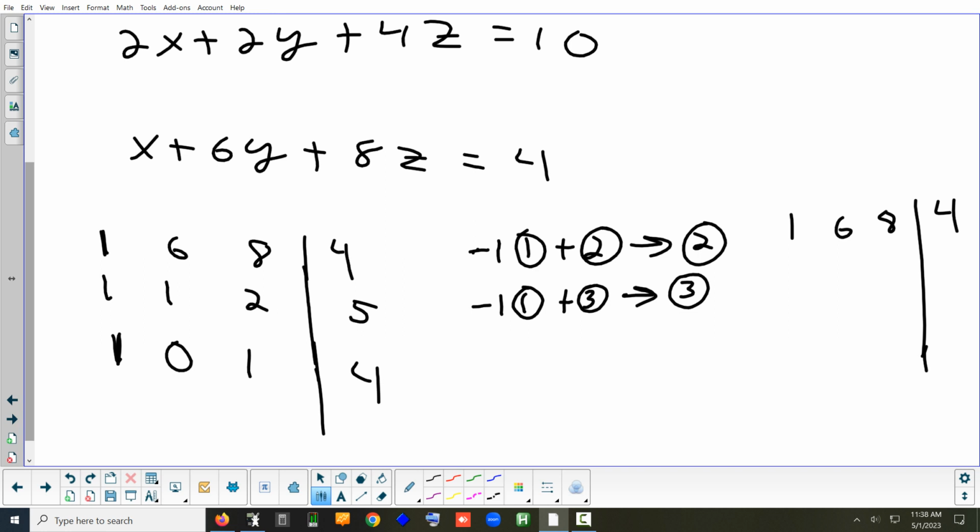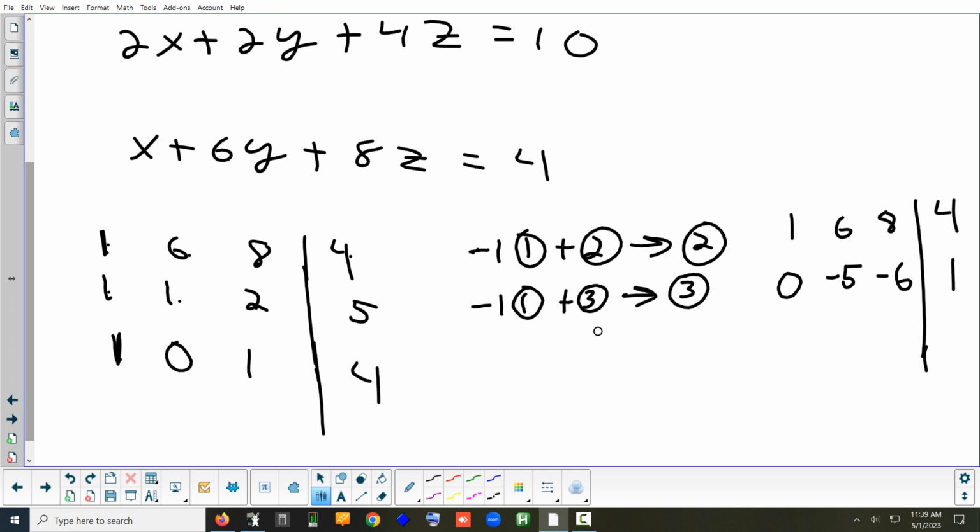Okay, so now multiply everything in row 1 by negative 1 and add it to row 2. What's 1 times negative 1? Negative 1. Plus 1, 0. 6 times negative 1? Negative 6. Plus 1. 8 times negative 1? Negative 8. Plus 2. And 4 times negative 1? Negative 4. Plus 5. Okay. And now do it again, but we're going to do something with the third row.